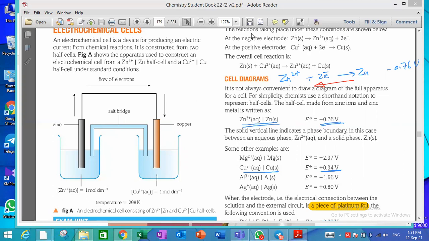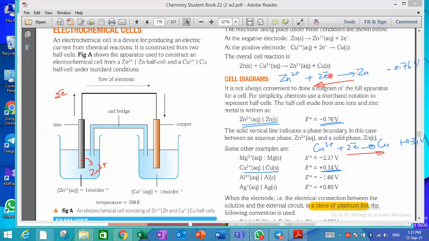But on the contrary, we will find that the copper ions plus 2 electrons gives copper metal. We find that the E naught value is plus 0.34 volts, which means that this reaction likes to be reduced. Yes, the copper ions would like to be reduced, isn't it? So this means that electrons are coming out from the zinc half cell because the zinc would prefer to dissolve to form zinc ions, and electrons come out from this electrode.